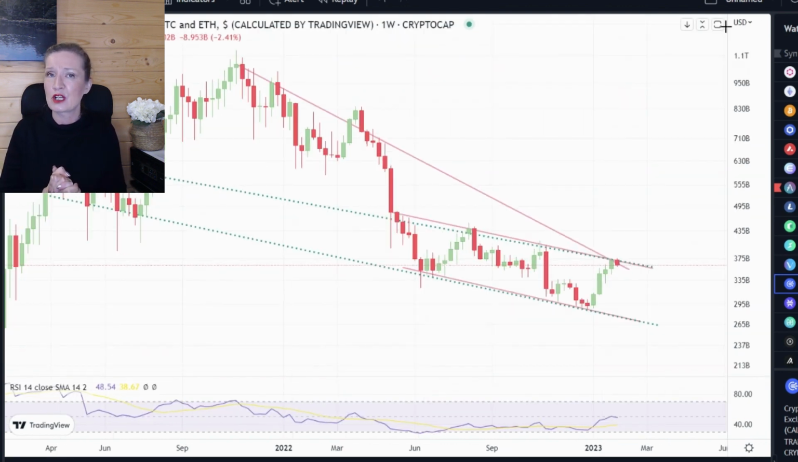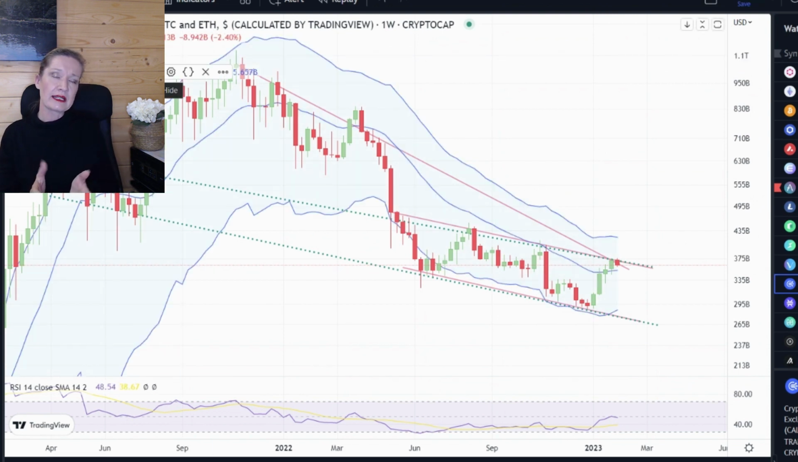And this time what we're going to look at is the Keltner channel. Now, the Keltner channel is very similar to Bollinger Bands. However, it's less susceptible to breaks or fake outs. So how does this work?